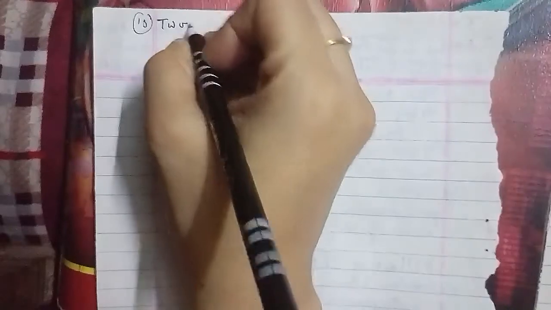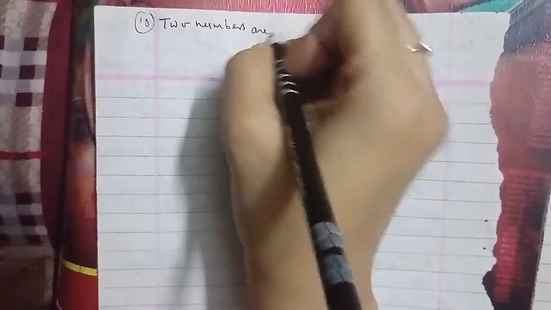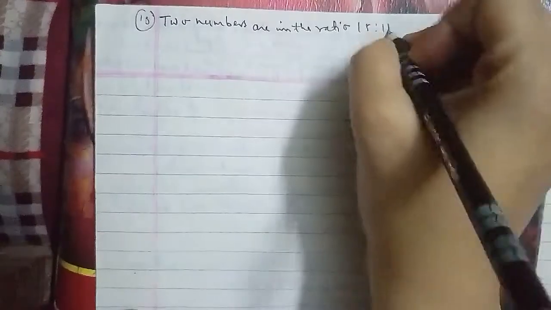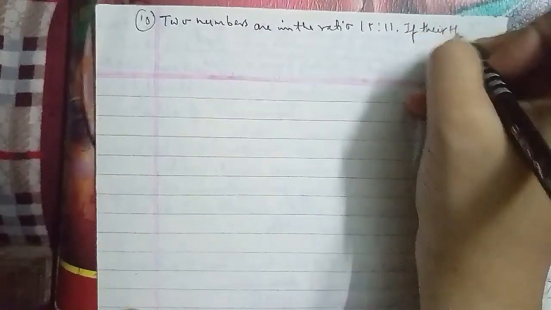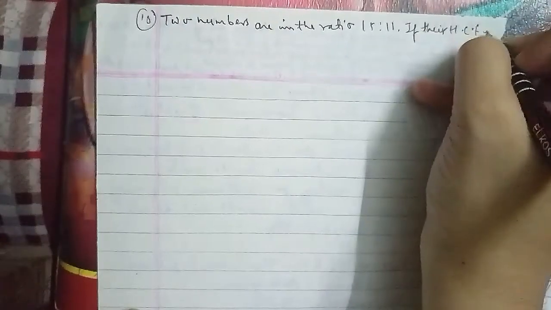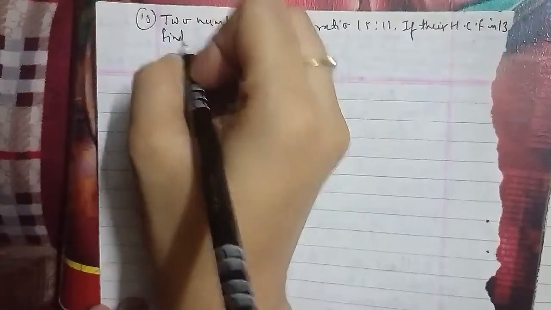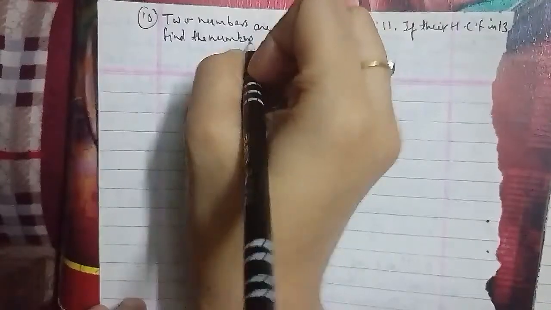Two numbers are in the ratio 15:11. If their HCF is 13, then find the numbers. So here we go ahead with the solution.